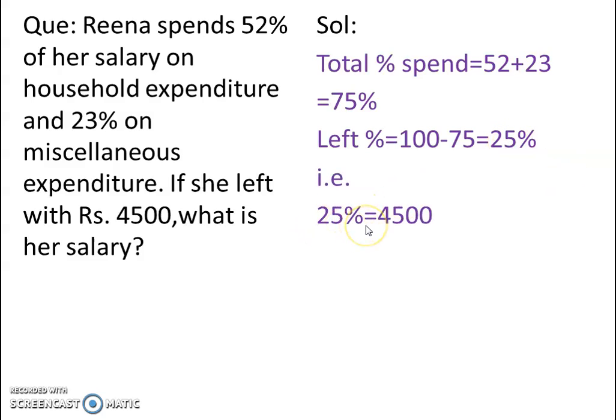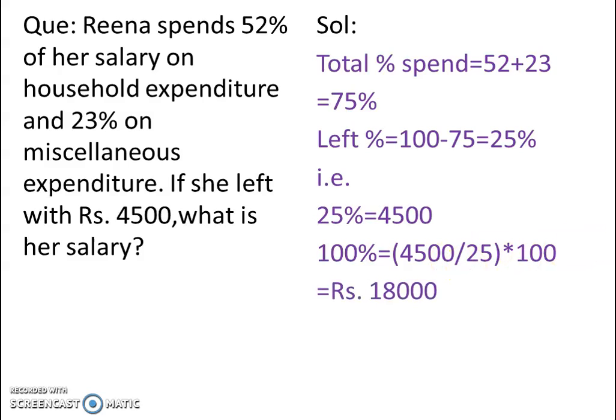As we discussed in the previous video of percentage, unitary method, here 25% is given, so we can calculate 100%. So to calculate 100%, we will divide 4500 by 25, and then we will multiply it by 100. So when we solve this, answer will be 18,000. That means 100% of salary is 18,000. So 100% of salary means total salary. So her salary is 18,000. So in this way we can calculate this type of question.